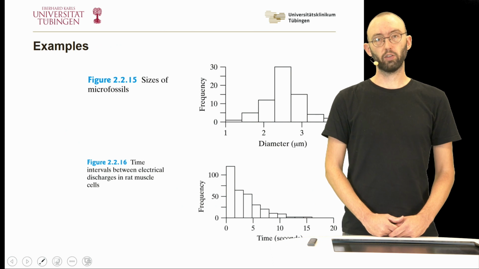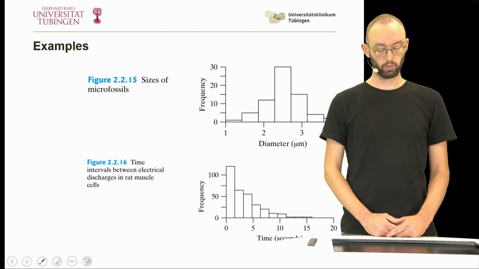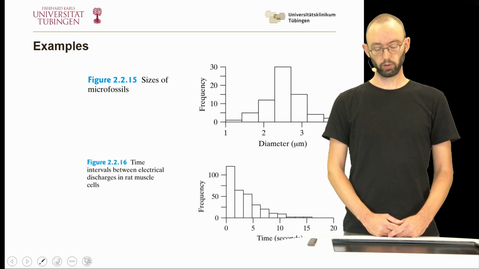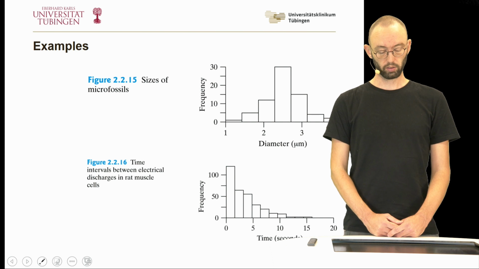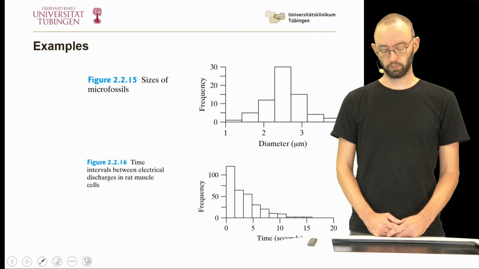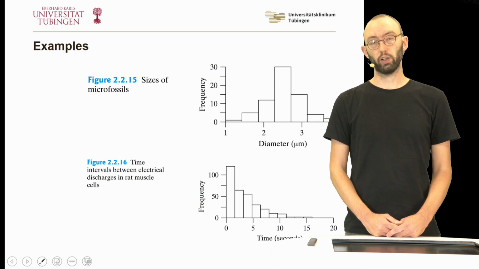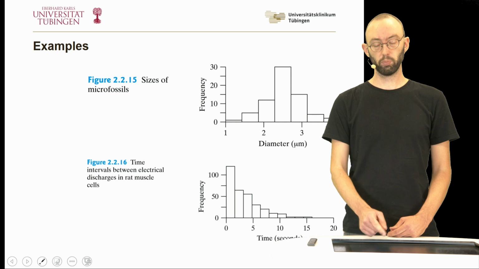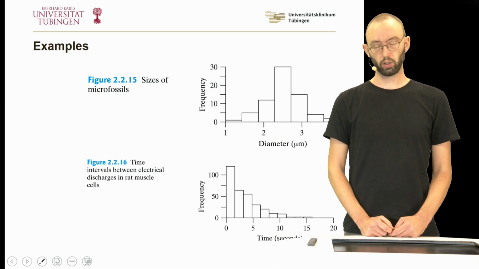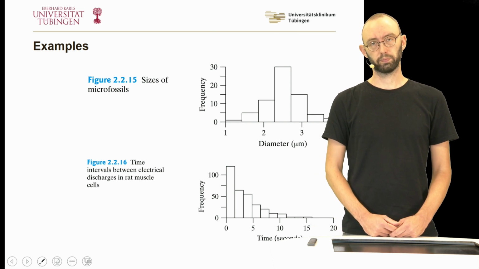So here you can see two other examples of histograms for continuous data. On the top, an example with the size of microfossils, and in the bottom, the time interval between electrical discharges in muscle cells. You can see that such histograms can show very different shapes. While the top histogram here is more or less symmetrical, the histogram on the bottom shows this exponential shape.